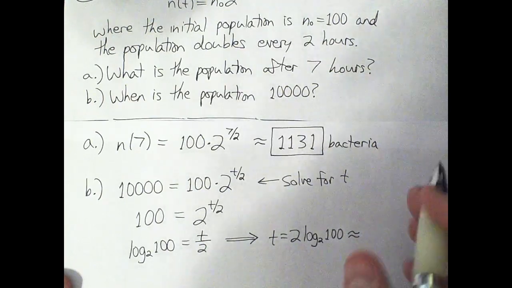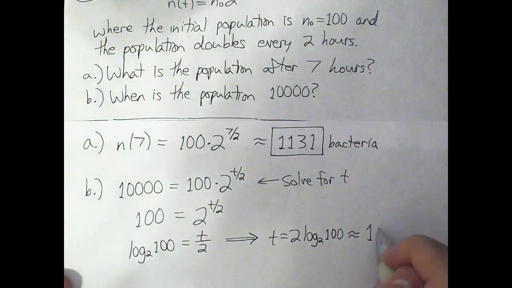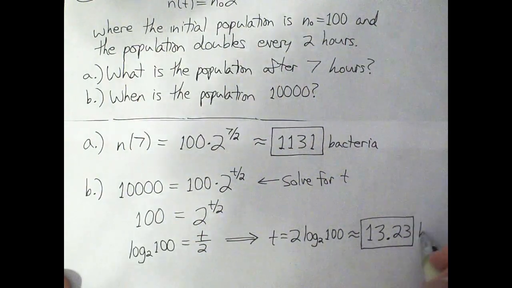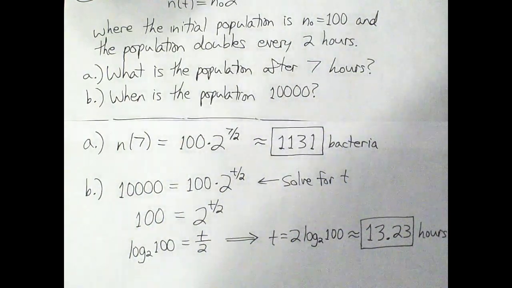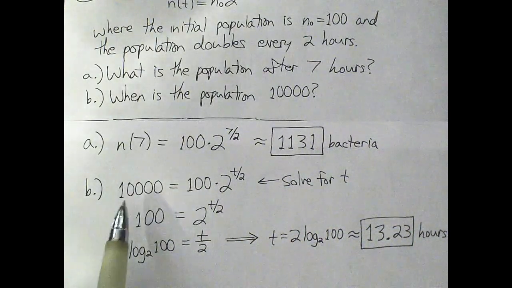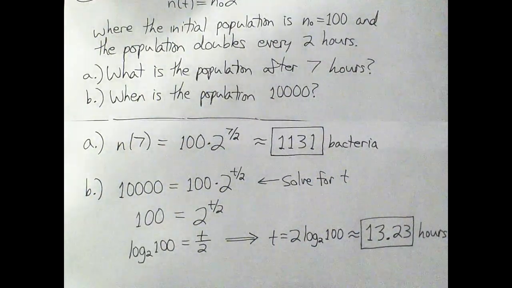Okay, but I found this with a calculator to be about 13.23 hours. It takes about that long for the population to be 10,000, which is pretty impressive. Population of bacteria does tend to grow very rapidly. So we started with only 100 bacteria, and we have 10,000 bacteria only 13 hours later.